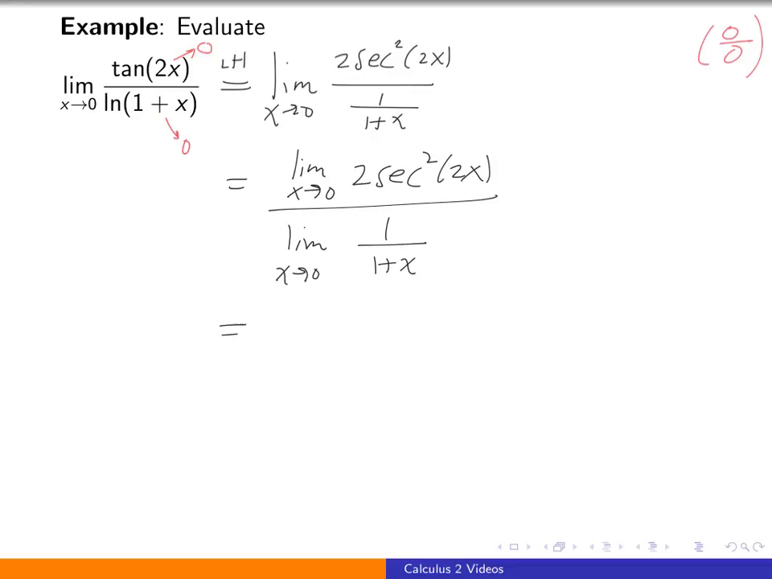In the top, when we plug in x equals 0, secant of 0 is 1, so we're left with a 2, and in the bottom, a 1. So the value of this limit using L'Hopital's rule is the number 2.